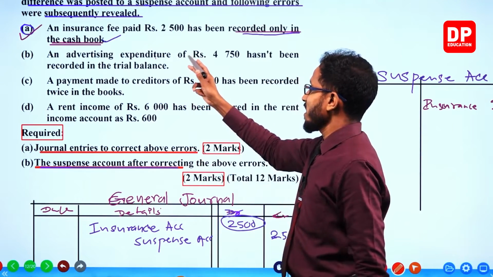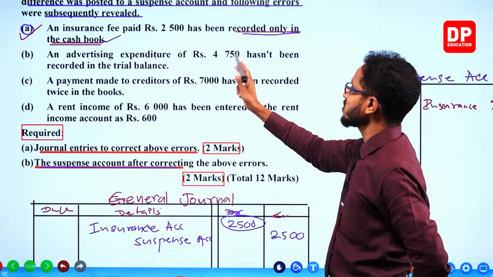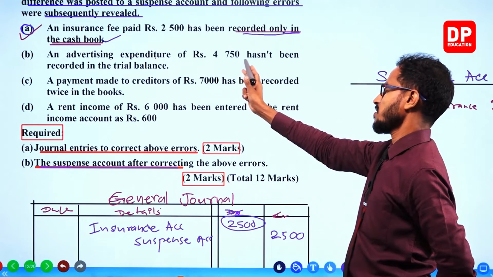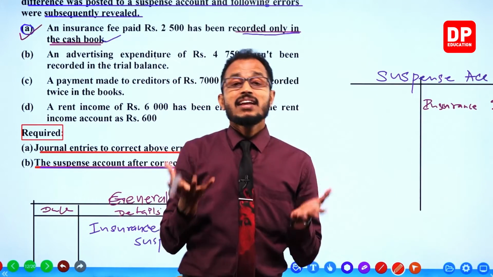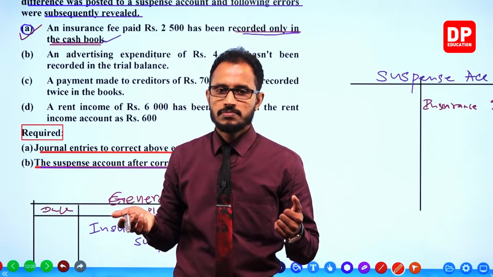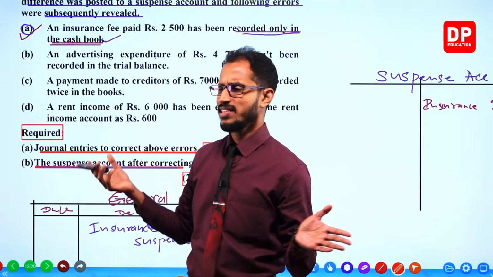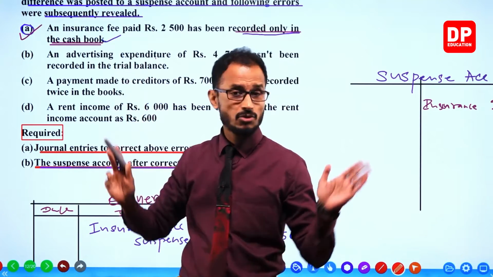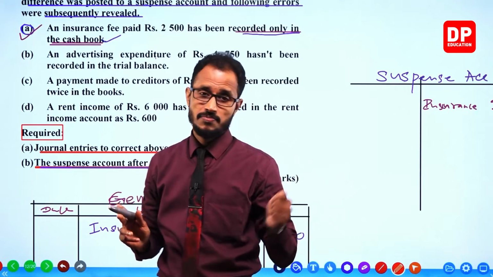That advertising expense account had a balance of 4,750. That has not been recorded in the trial balance. So the error is in the trial balance, not in the advertising expense account. No, the error is in the trial balance.